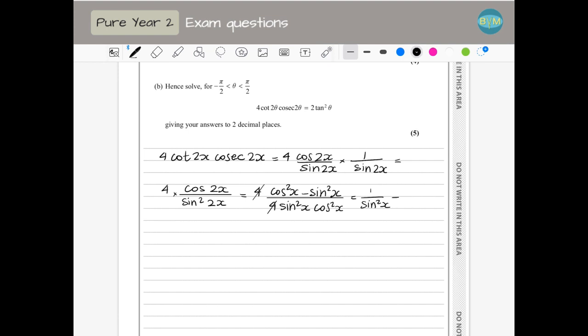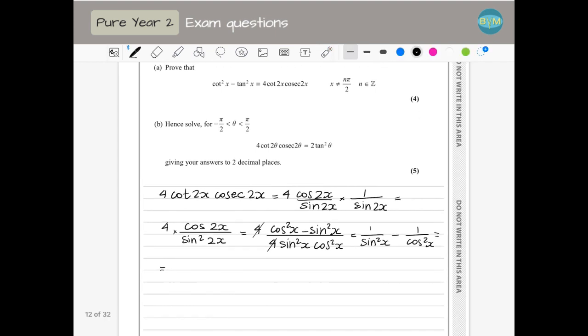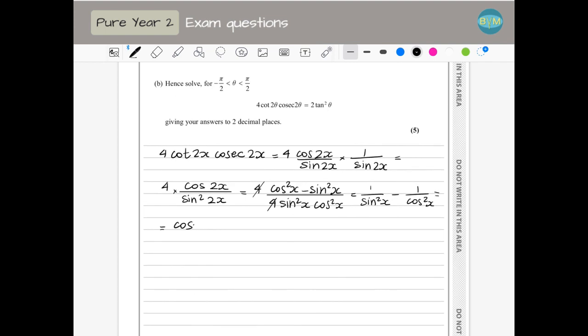Then minus, when I divide this by the denominator, sine squared is gone and I have the reciprocal of the cos. So 1 minus cos squared. And now I have to try to get this from here to here. So I know sine is the reciprocal of the cosec. So this is cosec squared minus, and the reciprocal of cos is the sec. So I have sec squared.